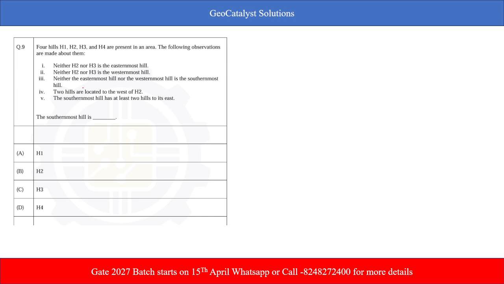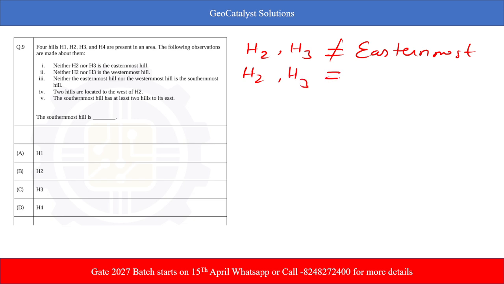Okay, so now coming to the ninth question. So here we will note that H2, H3 both are not easternmost. Okay, so we have written the same thing. Now H2, H3 are also not westernmost. So this statement also we have given. And neither the easternmost hill nor the westernmost hill is southernmost.